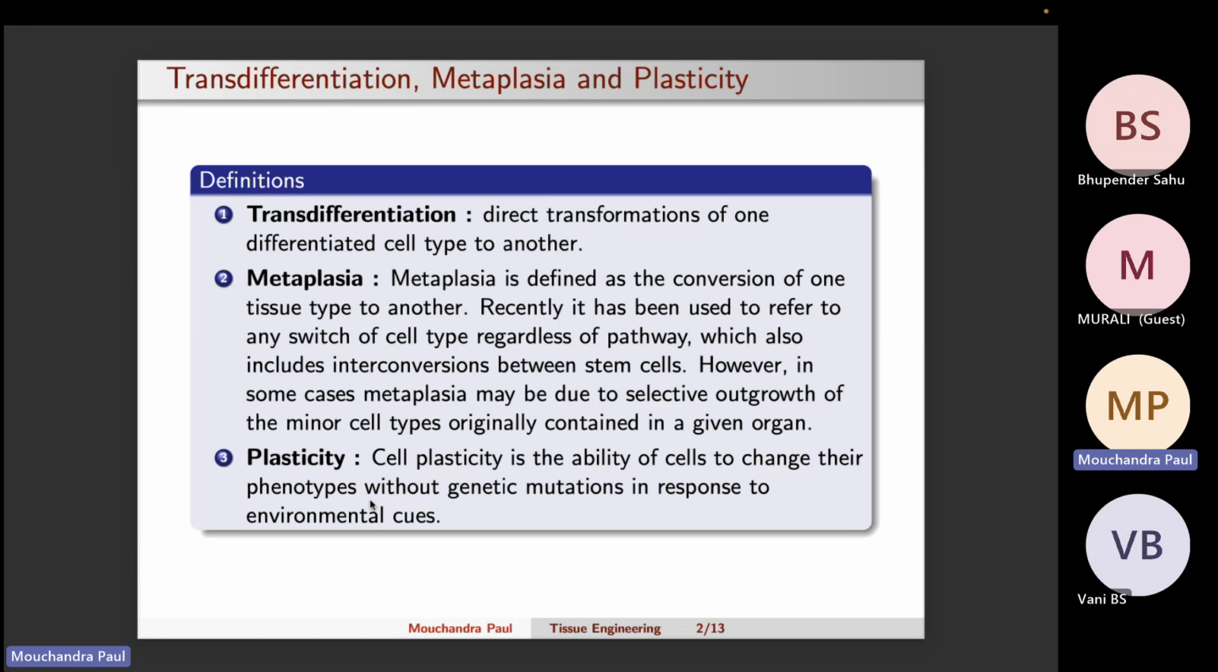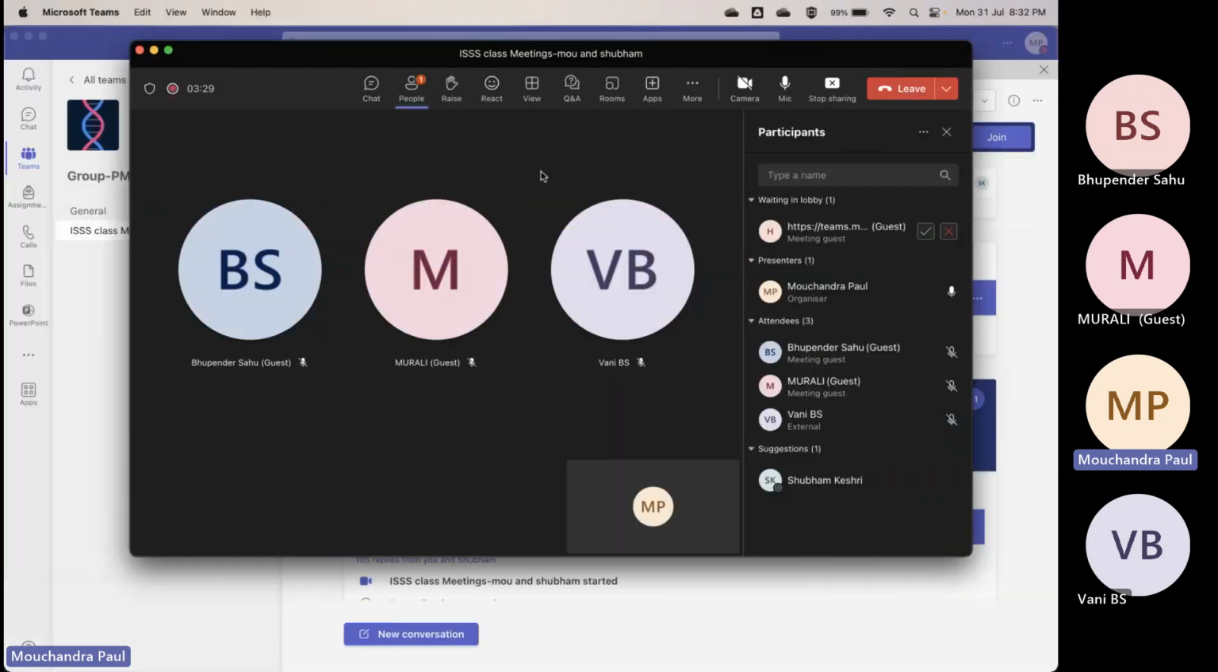There I asked you to define what transdifferentiation is, and I saw many of you have written that transdifferentiation is the change in the cell type from one to another, but also mentioned casually this term metaplasia. So I think many of you have copied the answer from Google, because that is the first answer that you get when you search transdifferentiation.